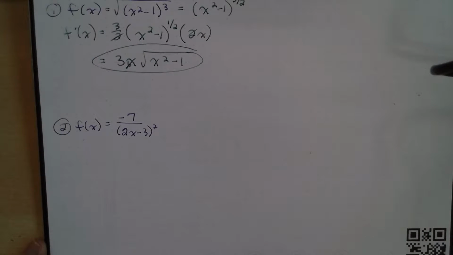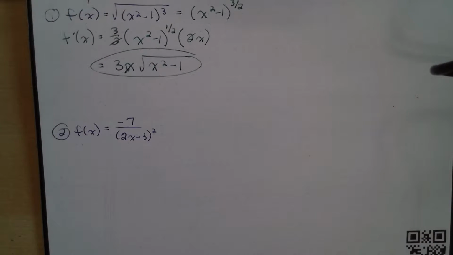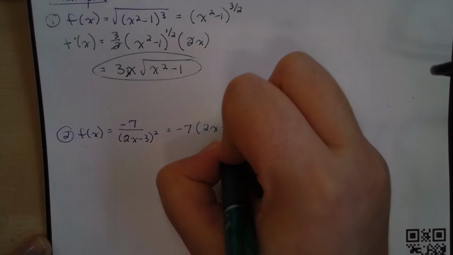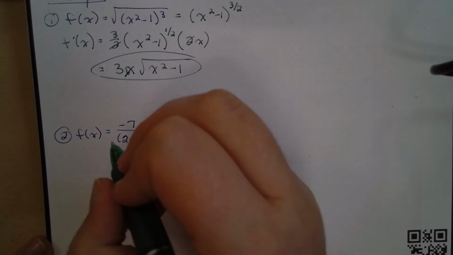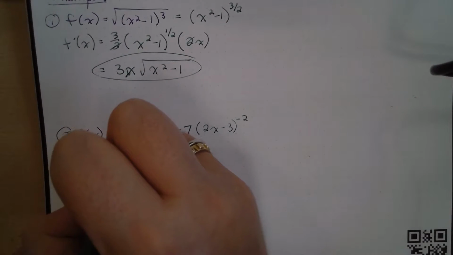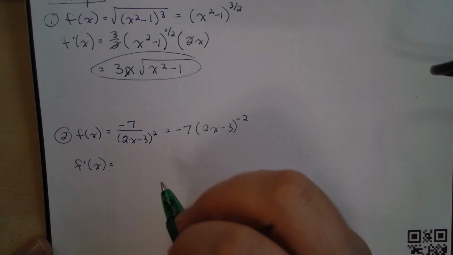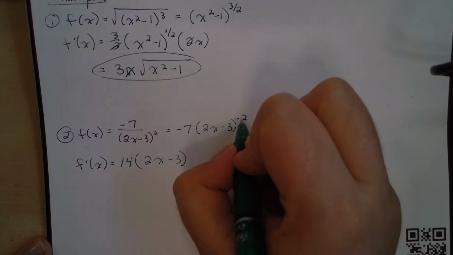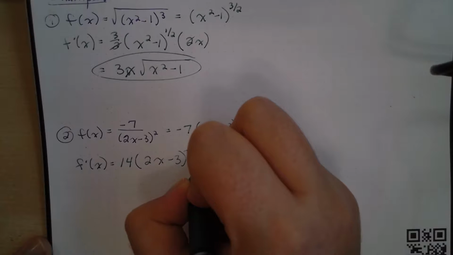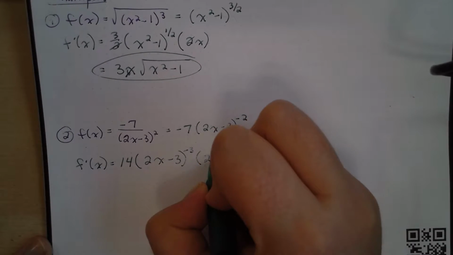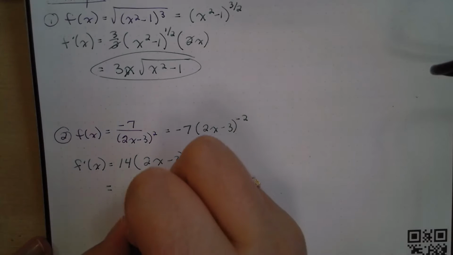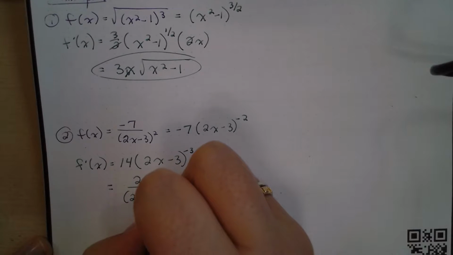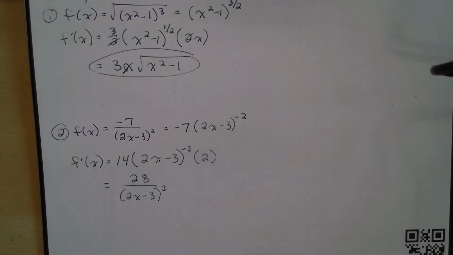F of x is equal to -7 over (2x minus 3) quantity squared. I'm going to rewrite this. So I have -7 times 2x minus 3 to the -2 power. So f prime of x is going to be equal to -2 times -7 is a positive 14 times 2x minus 3, -2 minus 1 is -3, times the derivative of what's inside, which is just 2. So my final answer is going to be 2 times 14 is 28 over (2x minus 3) quantity cubed. And I wouldn't expand that. I wouldn't waste my time with that.